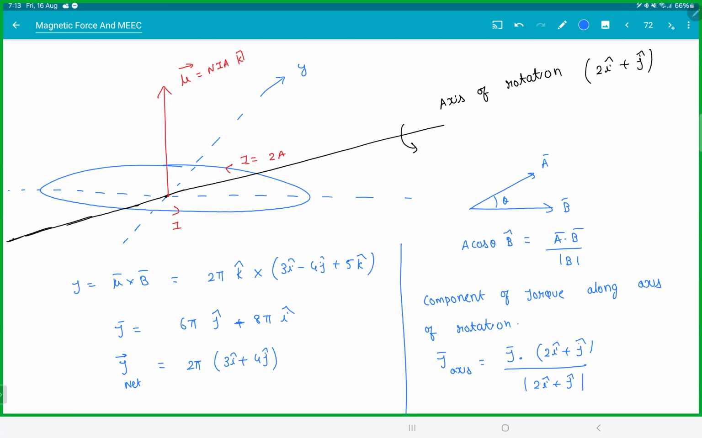Get a wrong answer, and then you can understand, okay, this is how I went wrong. The problem is that in the exam you'll never have the confidence to go one step ahead. You'll always get stuck.